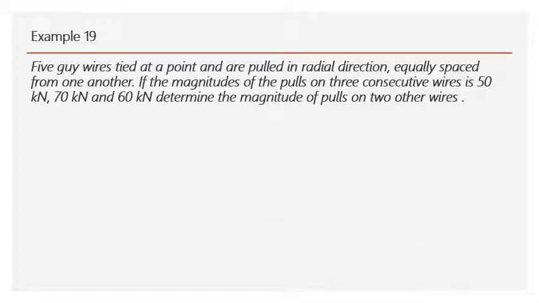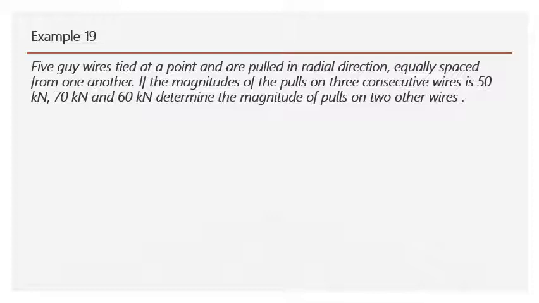5 guy wires tied at a point and pulled in radial direction, equally spaced from one another. Please observe, for this no diagram is given. You have to draw the diagram. If the magnitude of the pulls on 3 consecutive wires is 50 kilonewton, 70 kilonewton and 60 kilonewton, determine the magnitude of pulls on the 2 other wires.